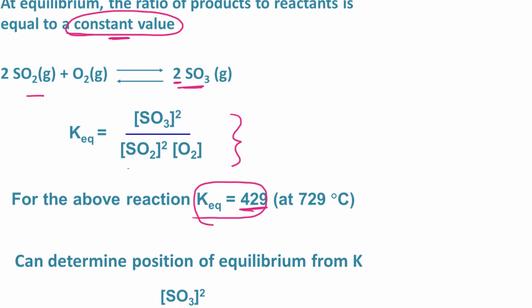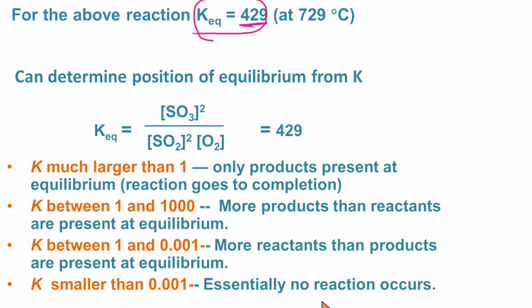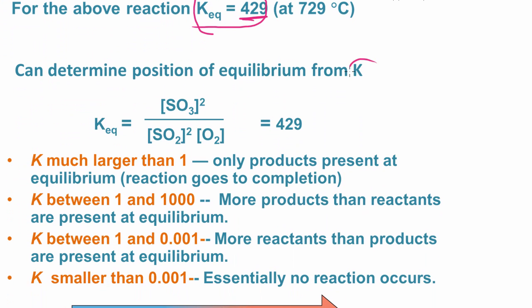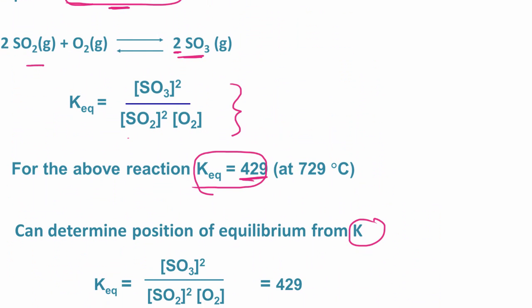Now, it turns out that you can determine the position of equilibrium from K. In other words, are there more reactants present at equilibrium? Are there more products present at equilibrium? Or are there equal amounts of product and reactants at equilibrium? In fact, let's go back to this expression here.